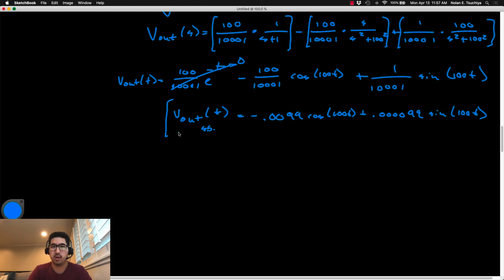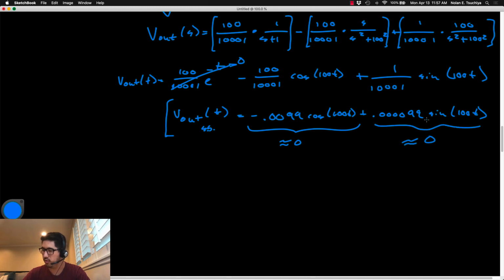This is our actual output of the filter if you try to pass a sine wave of frequency 100 through it. All we did was compute it mathematically here. But what you can see is that this is on the order of 0, and that tiny coefficient out in front really demonstrates a lot of attenuation. It's not as though the filter magically zeroes out the output. It's just that the magnitude is so attenuated that it's almost as if the signal is totally squashed out.